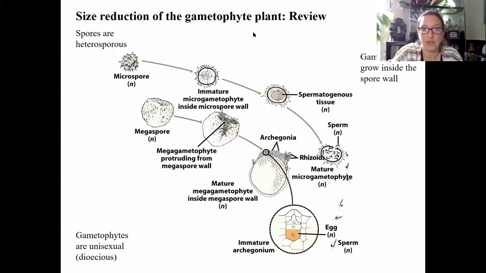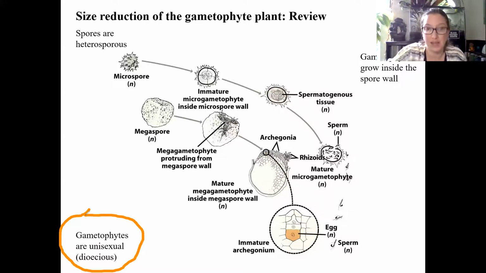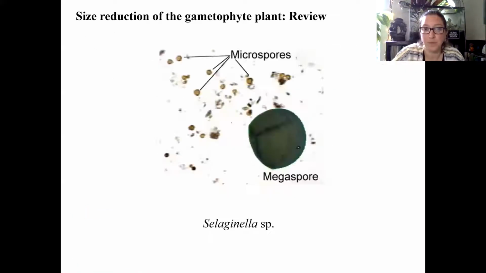Oh, and I got this little guy down here too. Obviously, if each gametophyte plant is inside of its own spore, the gametophytes have only one organ of one sex organ type on it. So they are unisexual or dioecious, right? Two separate houses, in this case, two separate spores.